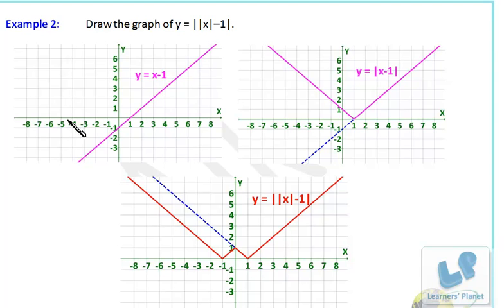Friends, here I am having a question from previous year CAT papers, where the question was asked: which of the following is the correct graph of this given function, right? So what are the steps you need to follow?